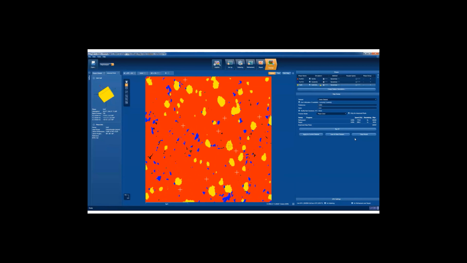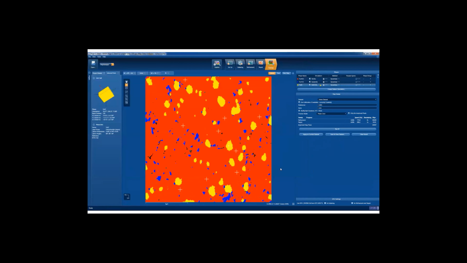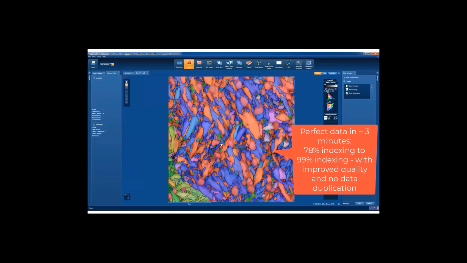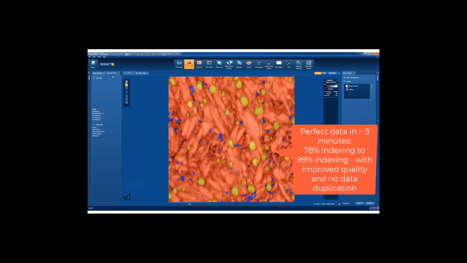And we've really taken this from a data set that was a little bit muddled to something that's telling a much better story. And rather than just overwriting the original data, which I think would be almost a crime in itself, we're going to save this as a new data set. And now you've seen that we've gone from about 78% indexing to 99%.